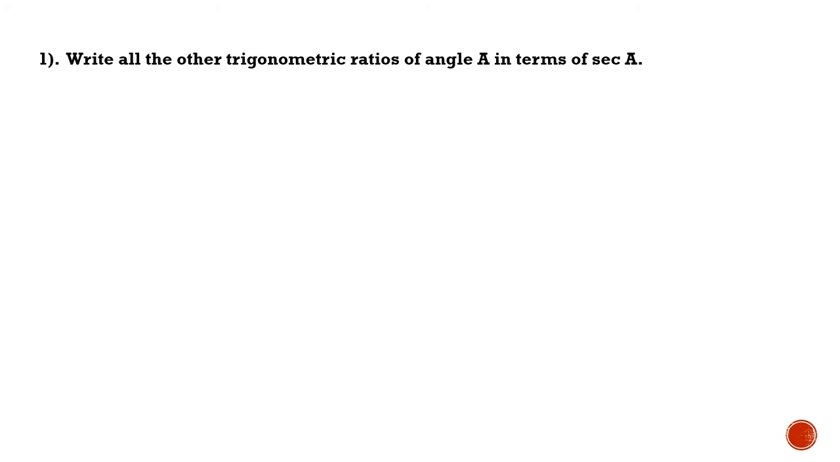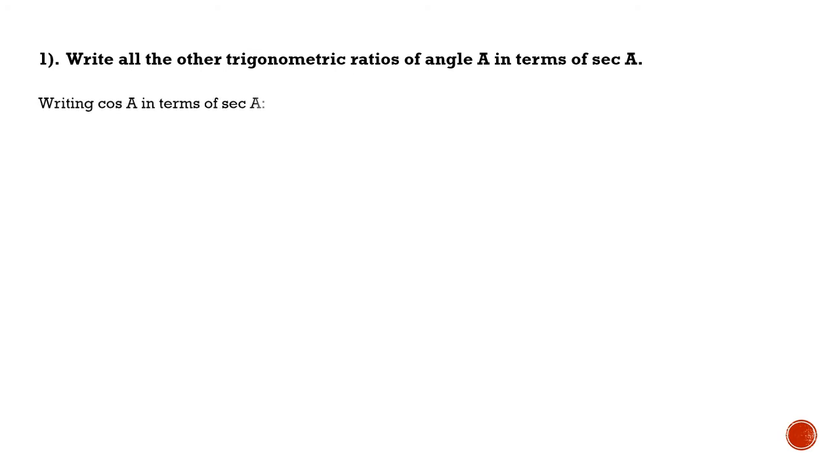Okay, beginning with the first question, we have to write down all the other trigonometric ratios in terms of sec A, means there are sine, cos, tan, cot, cosec, all of these ratios we have to mention them or write them in terms of sec A. Okay, it is very simple.